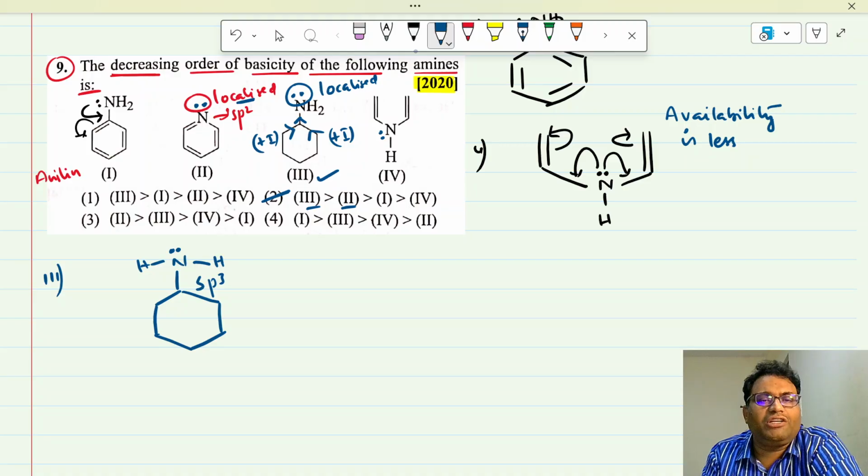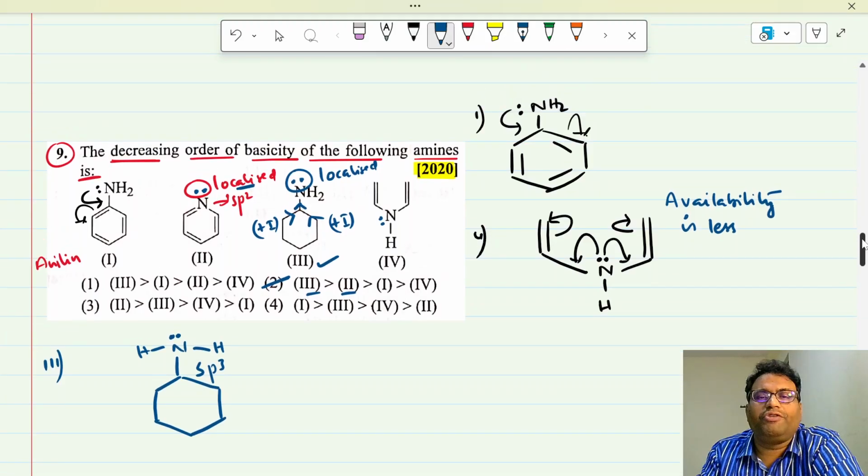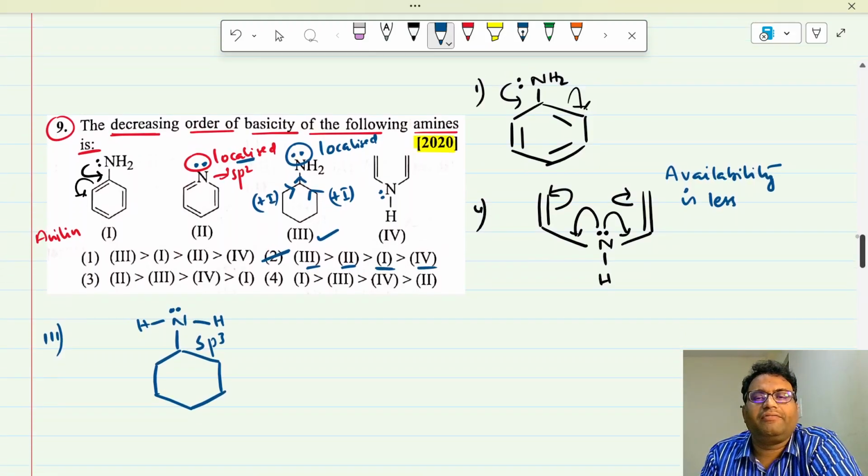So you can find only one option like this. And among first and fourth, here the pair of electrons are in resonance under delocalization, but in the fourth molecule on both sides the pair of electrons are being delocalized. That is the reason why availability in the fourth molecule is very much less, so it is least basic. Understood? Right? So answer will be second option.